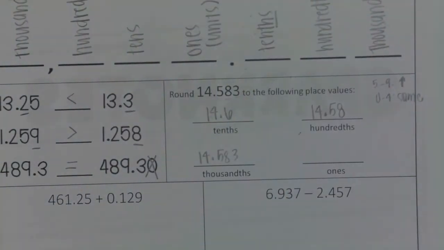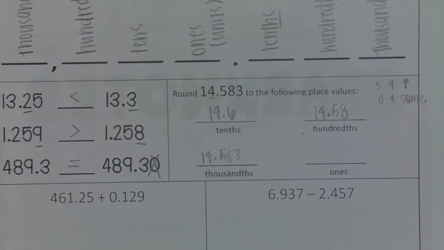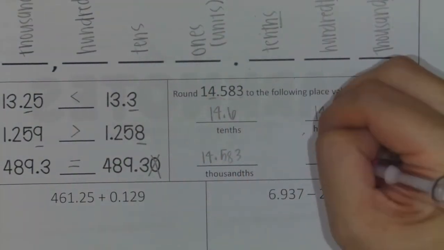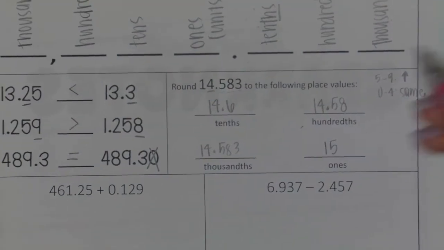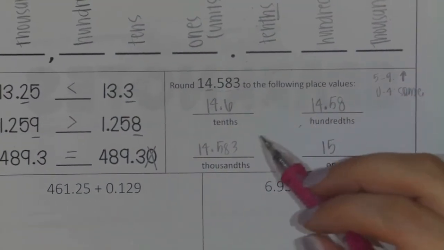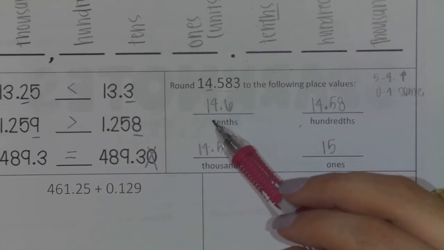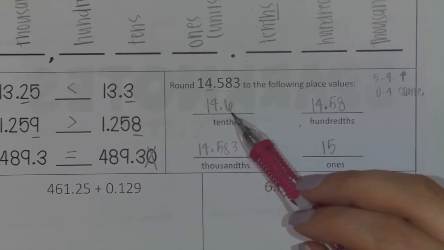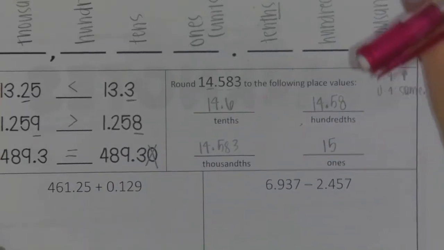And then our last spot it wants us to round to is the ones position. So I've got a 4 in the ones, a 5 to the right, so that 5 tells me to round up, so this just becomes 15. Now, the important thing to remember when rounding is we don't want to include unnecessary zeros. So I don't need to make, for example, on my tenths, it doesn't need to be 14 and 600 thousandths. It just stops at the tenths.